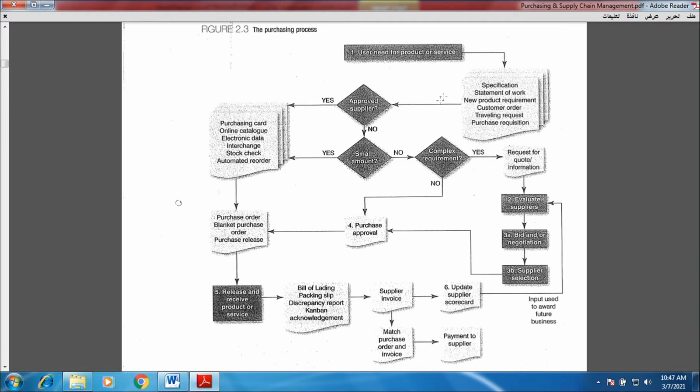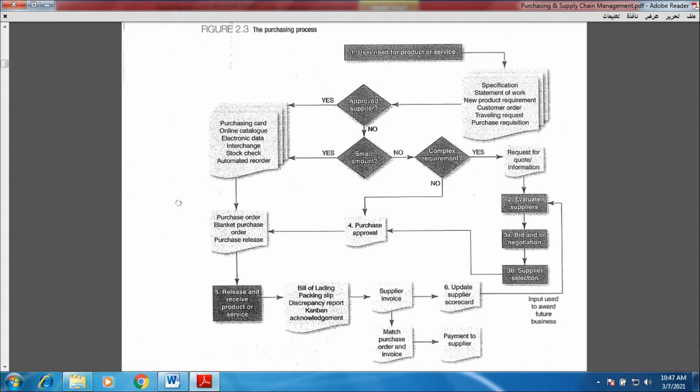So all of these documents could be indicators to tell us that there is a need for a product or service. Again, in other words, how do we know that there is a need for this good or for these services? From these documents. When these documents reach us, we know that there is a need. These are symbols. These are signs of requirements.